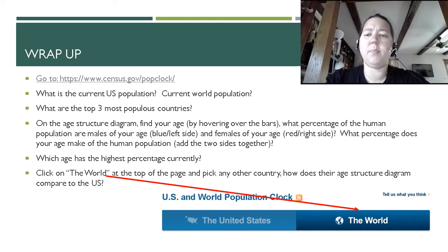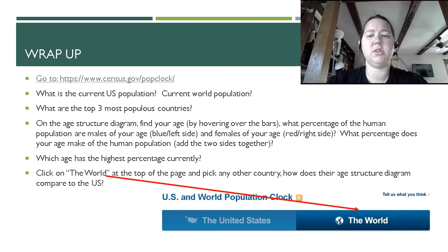What percentage of the US population are males of your age? So the blue side, the left side, and the females of your age, the right side, the red side. Doesn't matter which one you actually are, but we're trying to look at the US population. And then what percentage does your age make up of that US population? So add them together. And then which age has the highest percentage currently? So looking at the age structure diagram right now, who's got the highest percentage? You can look at the sides, whoever's got the longest bars. You don't necessarily have to hover over every single one, but which age has the highest one?